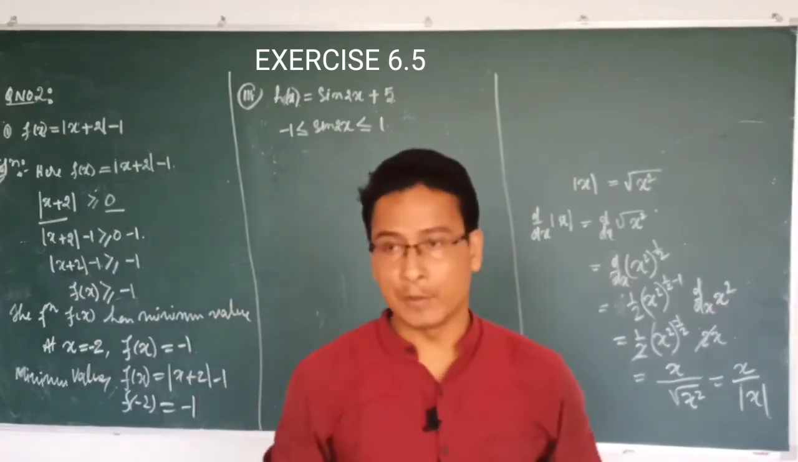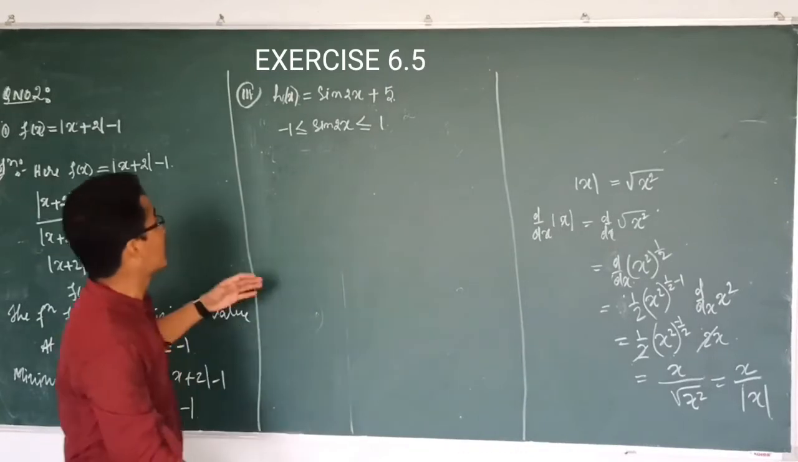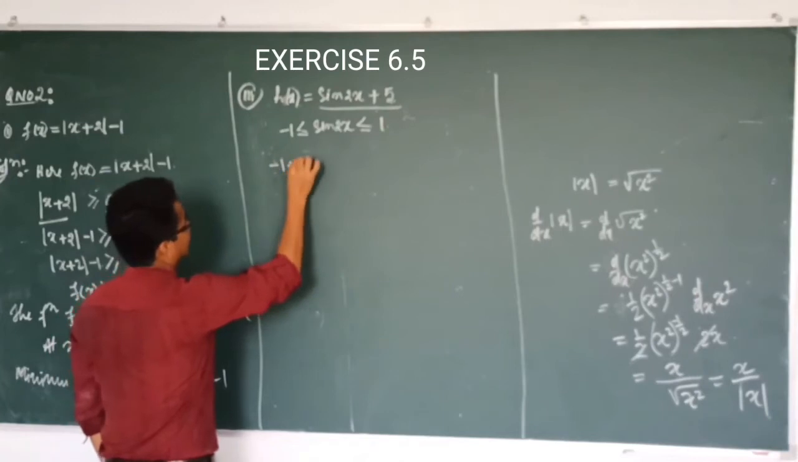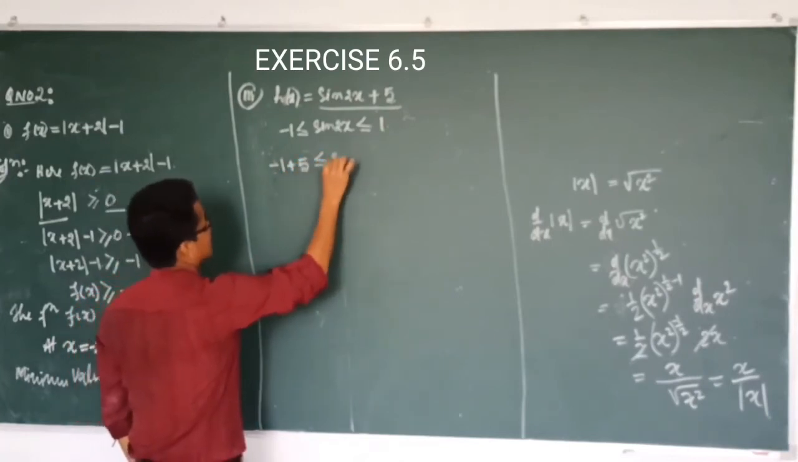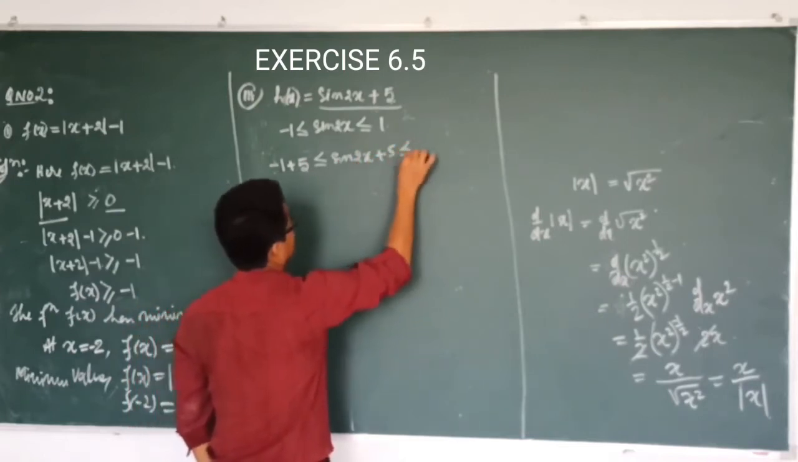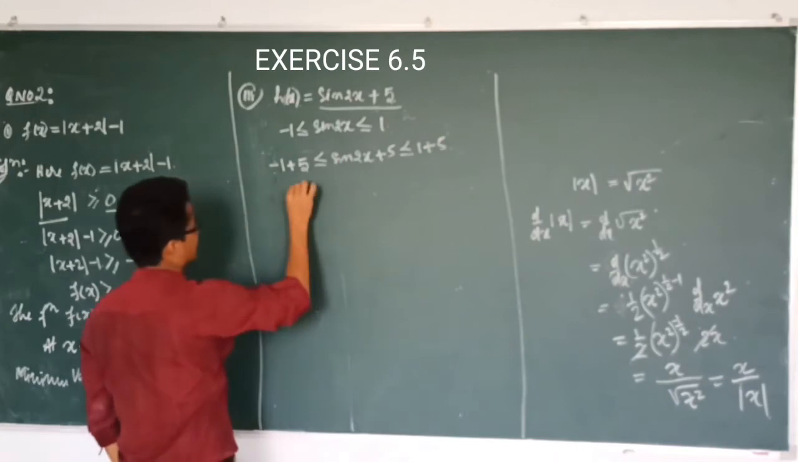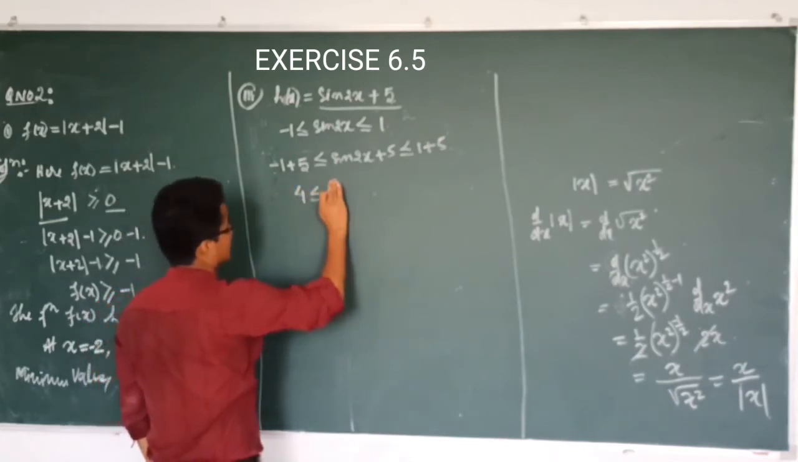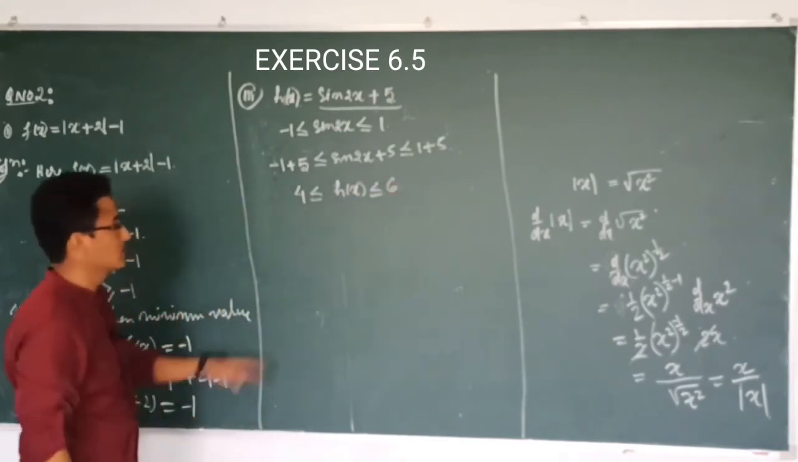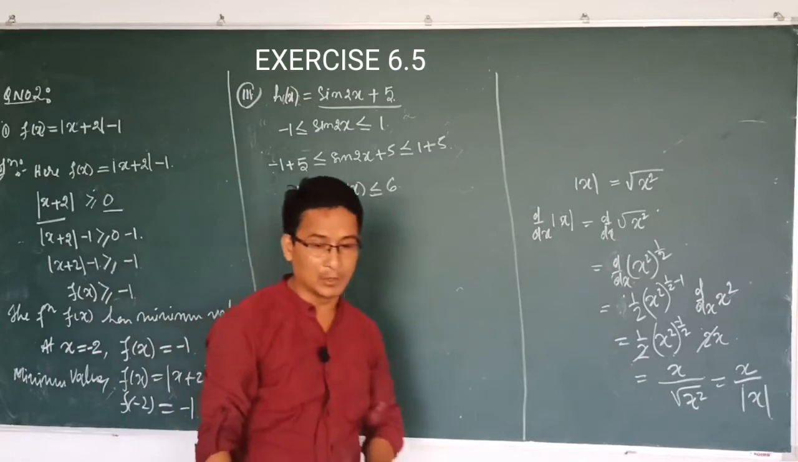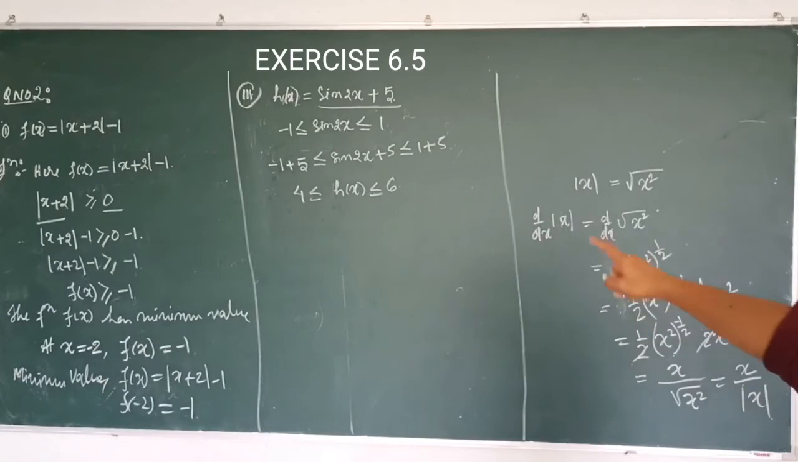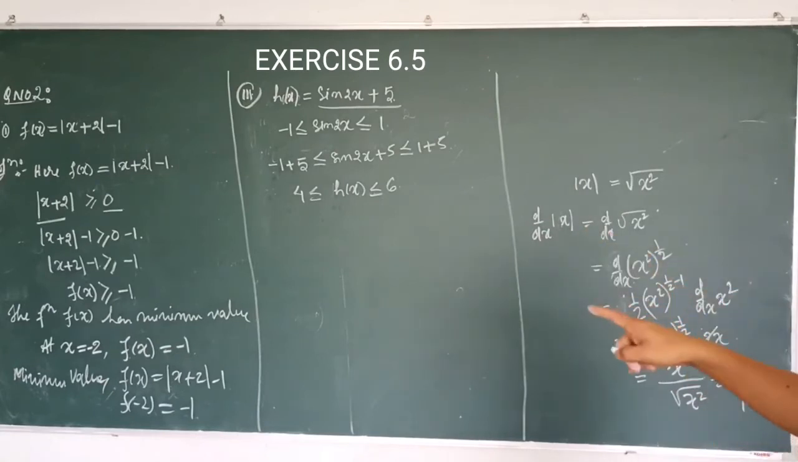Okay, so after that we are trying to make this into the function. So what can we do? I will add 5 to all. This is sine 2x plus 5. Okay, this is -1 plus 5, so this is 4, less than or equal to h of x, less than or equal to 6. Now see, 4 is less than or equal to h of x, which is less than or equal to 6. Now from the function, what we will get? 4 to 6.